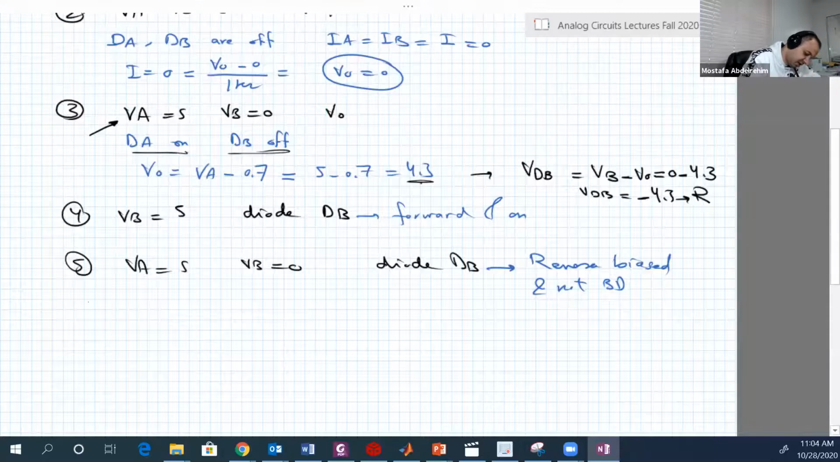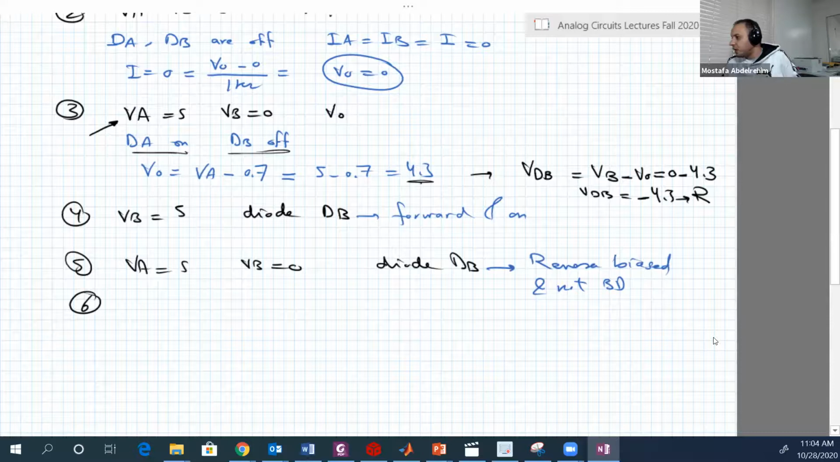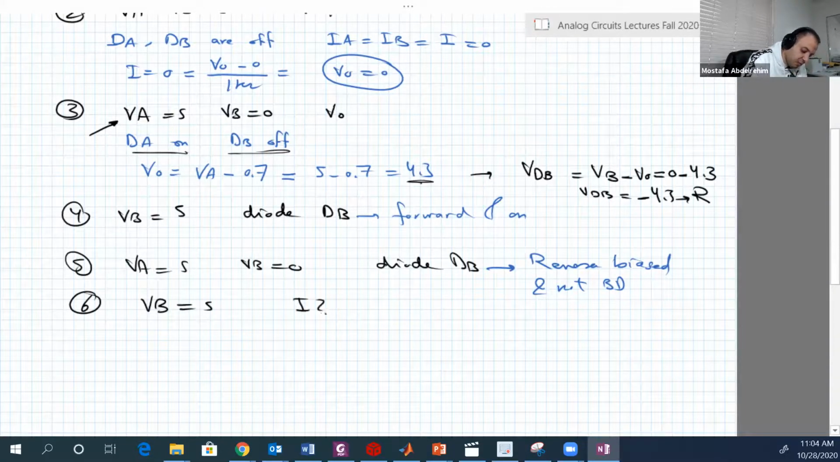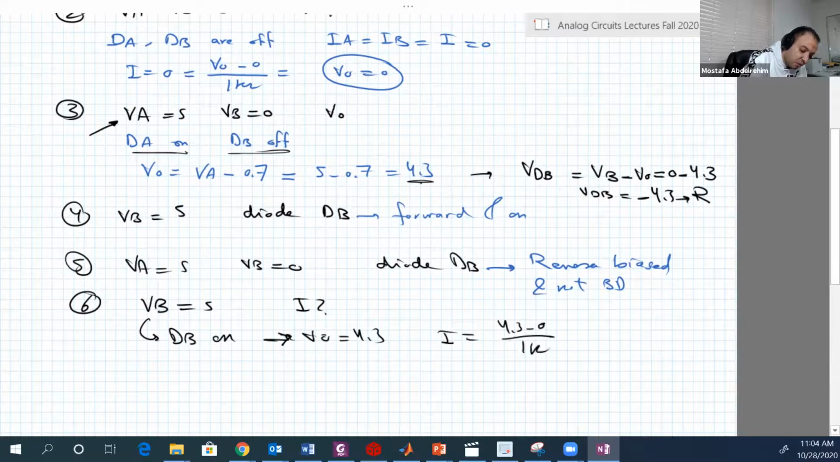Number 6. So in number 6, when VB is equal to 5, what is the current I? So I don't need to mention VA here, because whenever one of the diodes is on, then VO equals 4.3. So I is equal to 4.3 minus 0 over 1 kilo ohm. So 4.3 milliamperes.